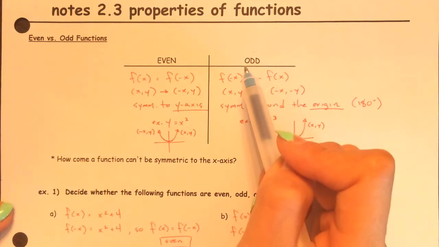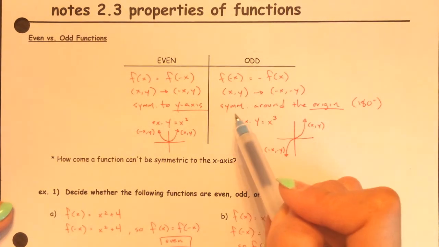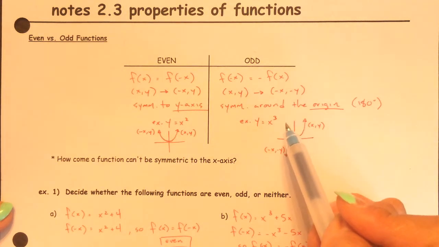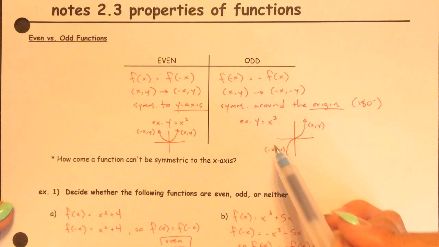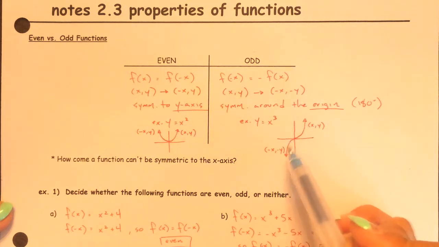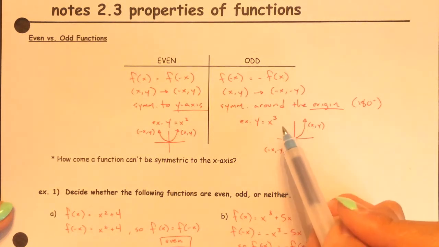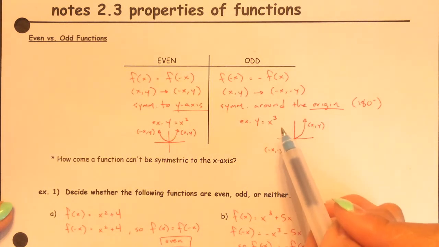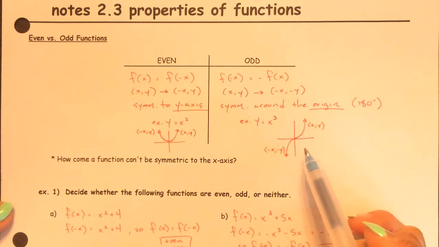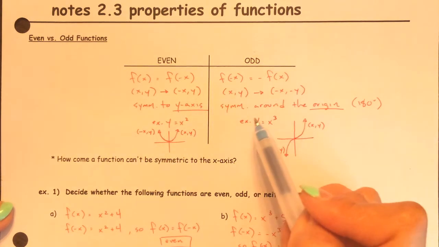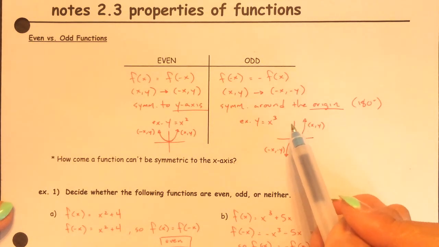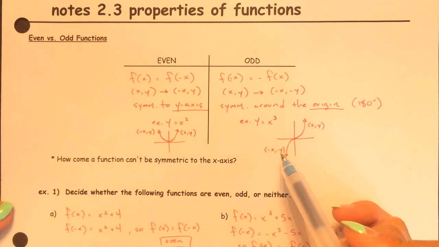For odd functions, remember, odd functions are symmetric around the origin. So you're symmetric going 180 degrees around the origin. It's like you're rotating around the origin. If you start here, you end here. If you start here, you end in quadrant 4. So quadrant 2 would go all the way to quadrant 4, okay? Here's an example of what a nice x cubed would look like. If this is x, y, and you rotate 180 degrees, it ends up in quadrant 3. So you would get negative x comma negative y.